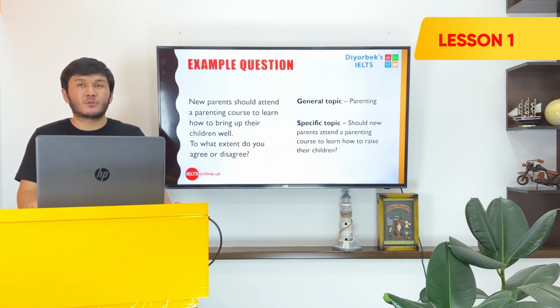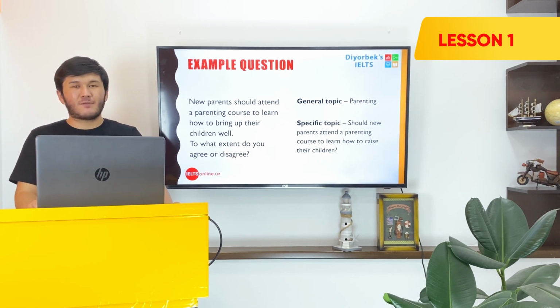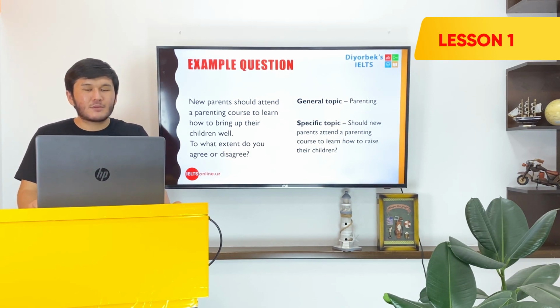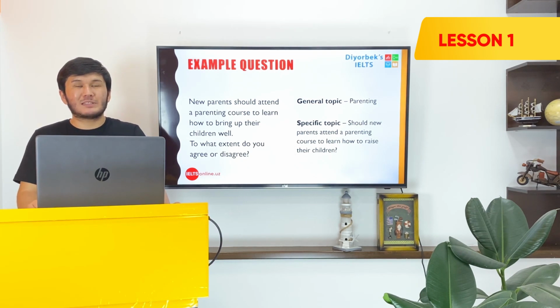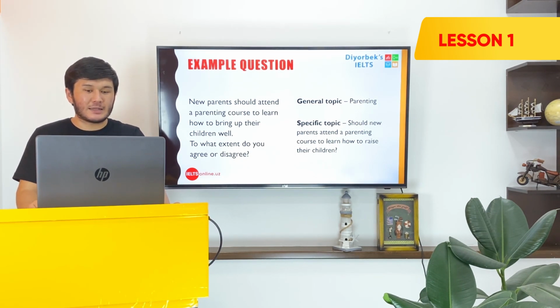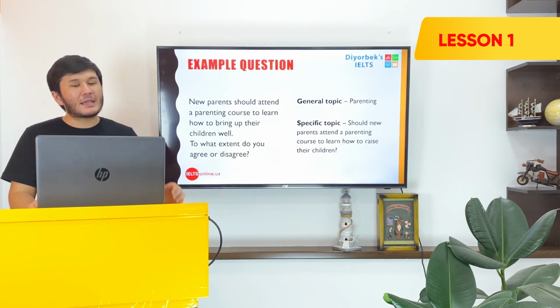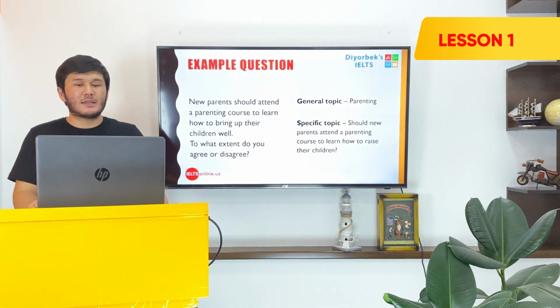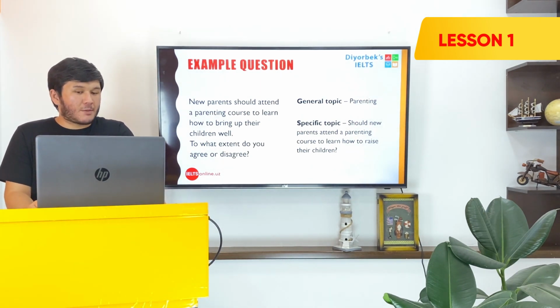If you, for example, develop a fully developed position with well-extended, well-supported ideas, you're going to get band 8 and band 9. But if you are not able to develop ideas with all relevant ideas, then you are decreasing your chances of getting band 8 and band 9. So please try to extend your ideas well. But again, these things we will talk about in the body paragraphs.